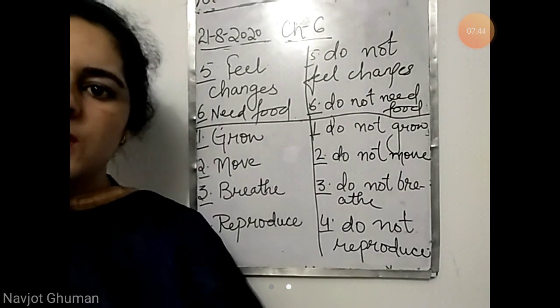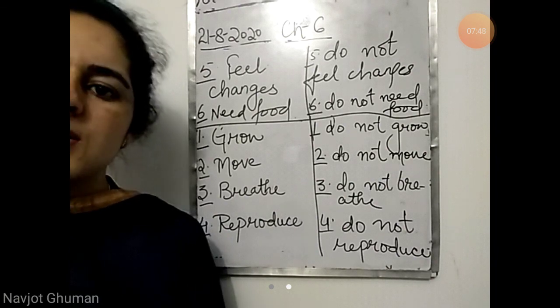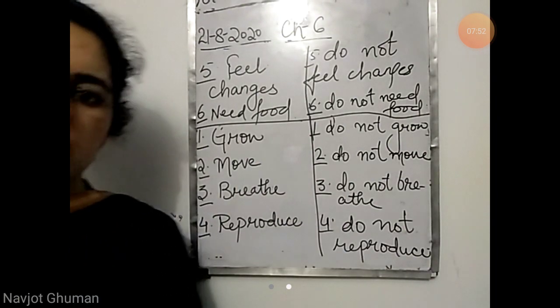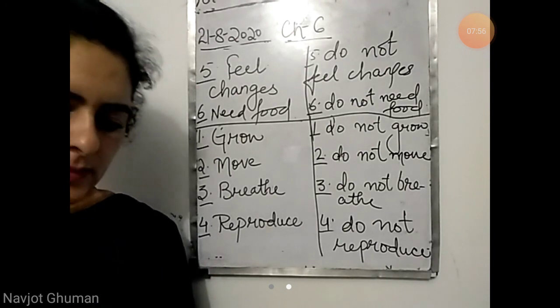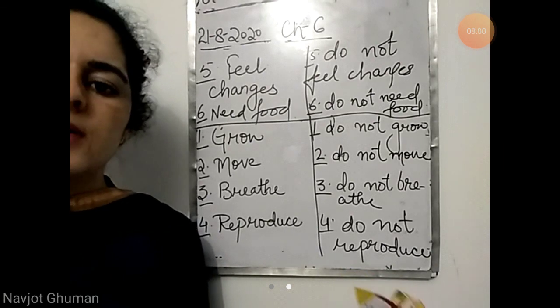So this was all about chapter number 6, that is living and non-living things. Chapter completed. So complete whole book work and question answer you will get. So next topic we will continue or we will start in the next lecture.